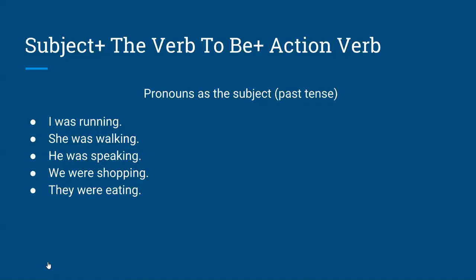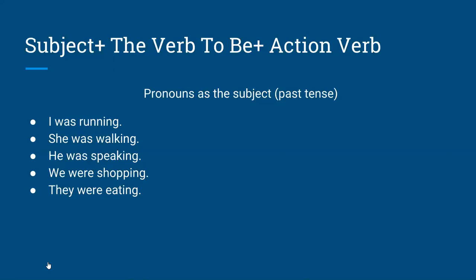We're going to do the same thing. We're going to do a subject plus the verb to be plus an action verb. And we're going to use pronouns as our subject. And we're going to make it be past tense. We're actually going to use the exact same sentences. It's just going to be past tense. That's the only difference that we're going to do because we're keeping it simple for you, and then later we'll make it longer. So our pronouns plus the verb to be.